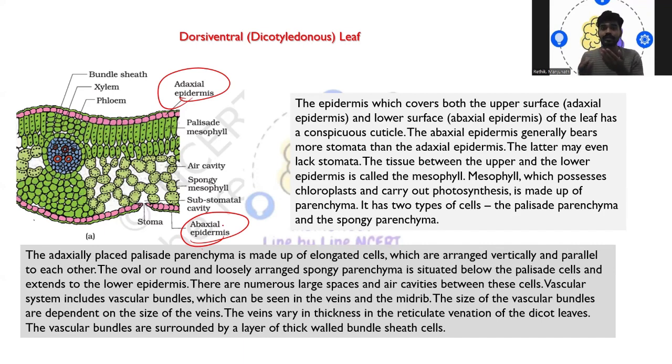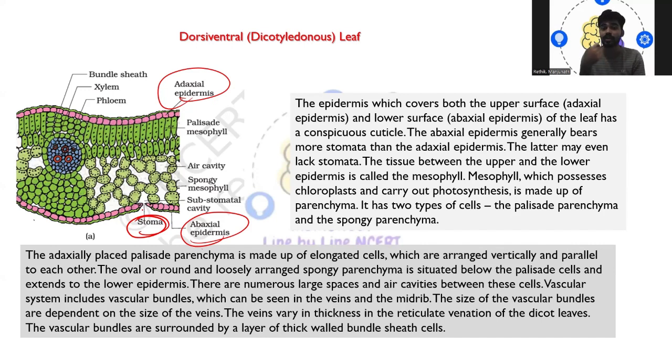Coming to the abaxial epidermis, the lower surface of your leaf, it generally bears more stomata. This is the region where it bears a greater number of stomata. Between the upper and lower surface, the lower surface, the abaxial epidermis, has more stomata when compared to the adaxial epidermis. And what is the major function of stomata here?